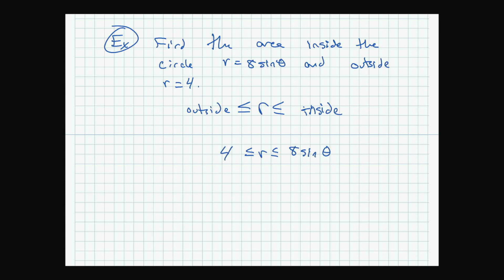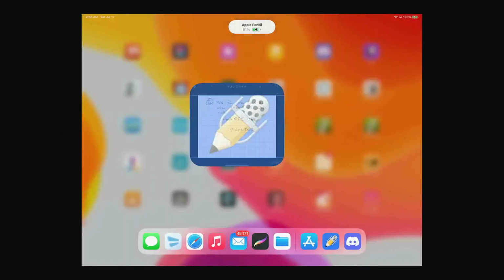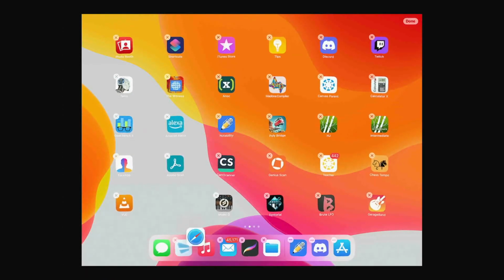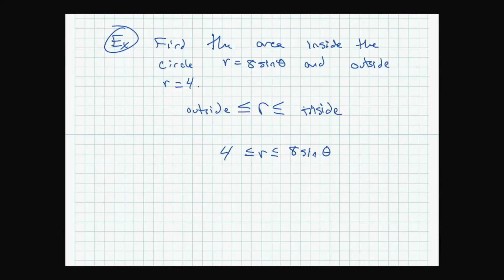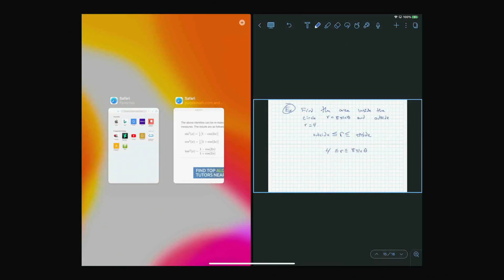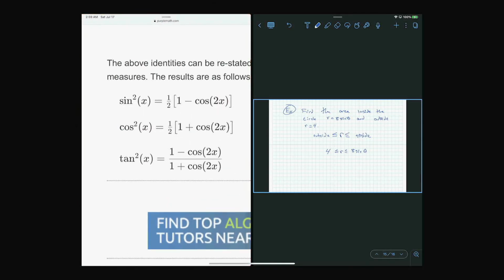And so if you're trying to understand what that region looks like, then wait, why did I close that? That was dumb. It's going to be all laggy now. It is all laggy.